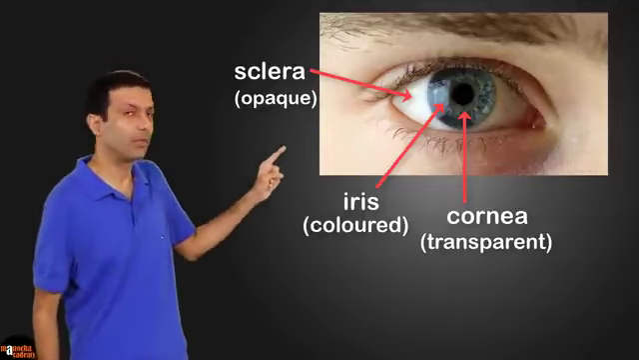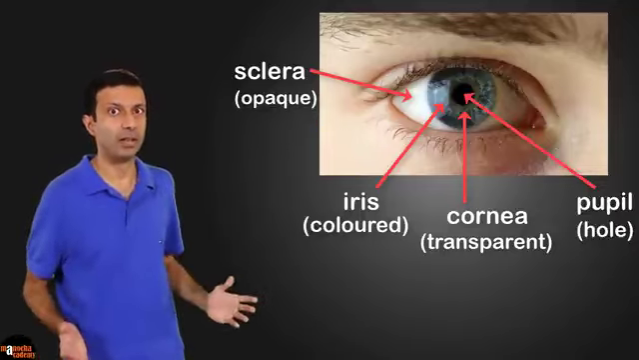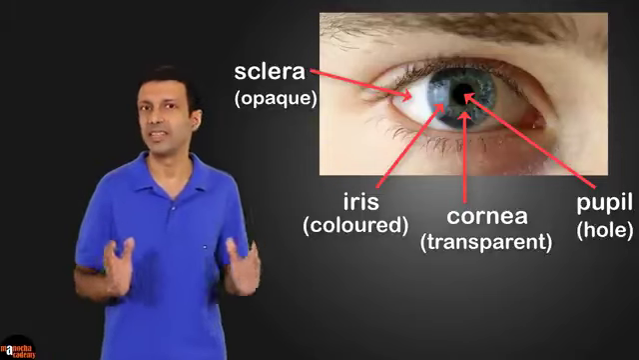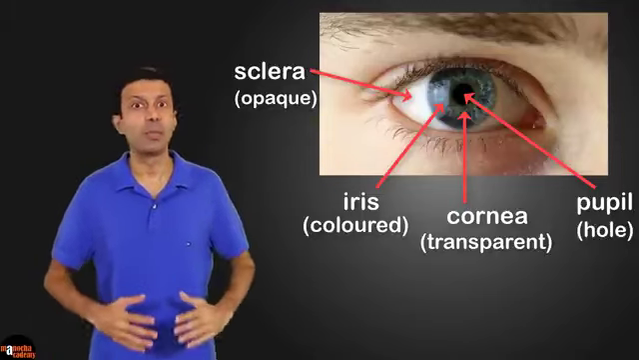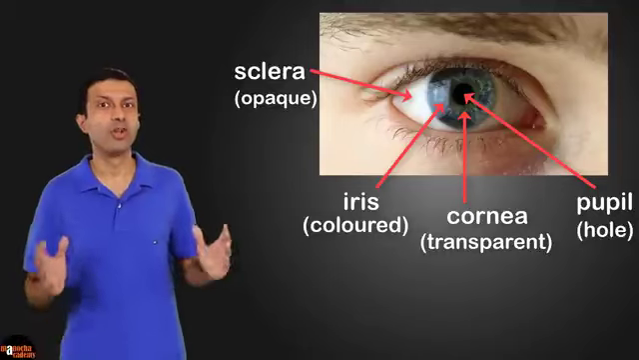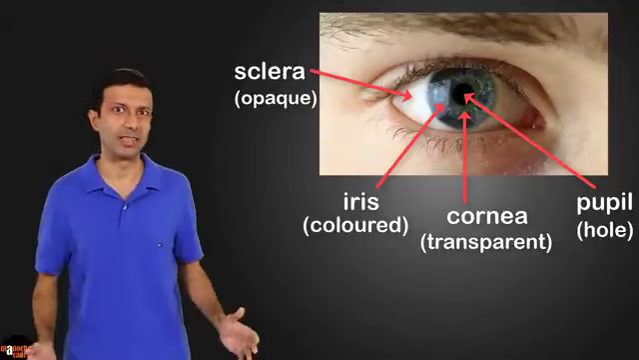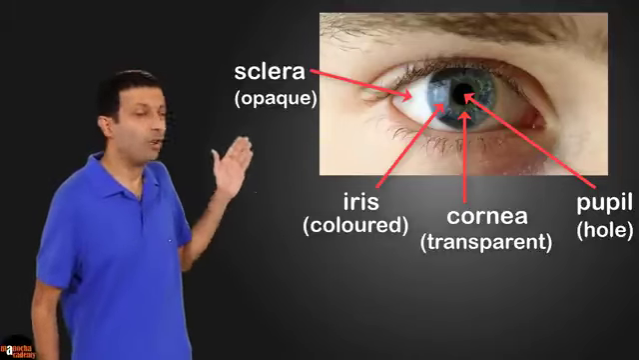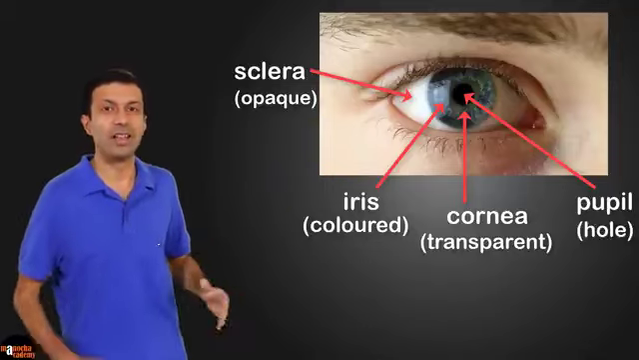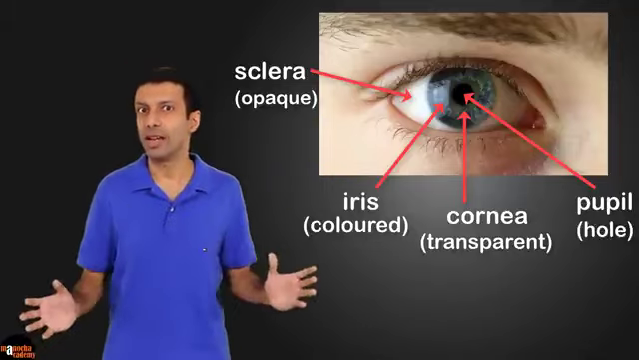There's a hole in the center of the iris called the pupil, through which the light enters the eye. The pupil appears black because no light is reflected from it. So this was just the front portion of the eye. Now let's take a look at the full eye and what's inside it.